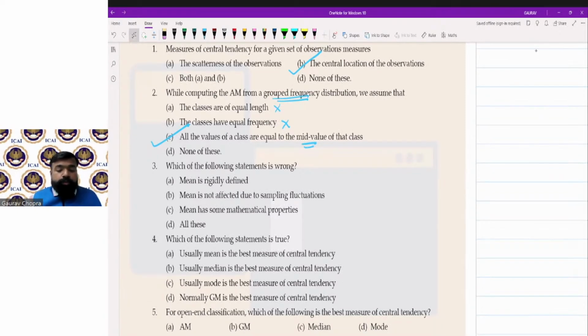Which of the following statement is wrong? Mean is rigidly defined, mean is not affected due to sampling fluctuation, and mean has some mathematical properties, or all of these. Which is wrong? This you have to find out. So let's see who gives the answer for question number 3. Which is wrong?